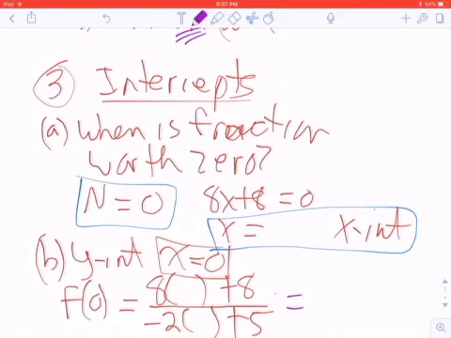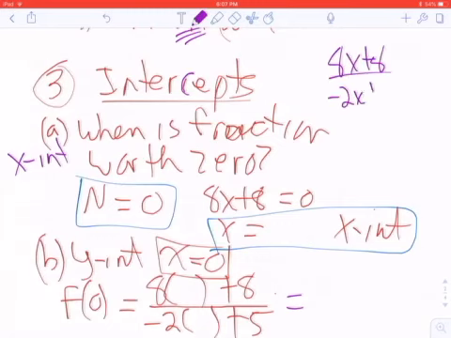Now I need to think about what the intercepts are. The first one is the x-intercept. Remember that this is a fraction, and the fraction is 8x plus 8 over negative 2x plus 5. Well, if I want a fraction to be worth 0, how do I make a fraction worth 0?